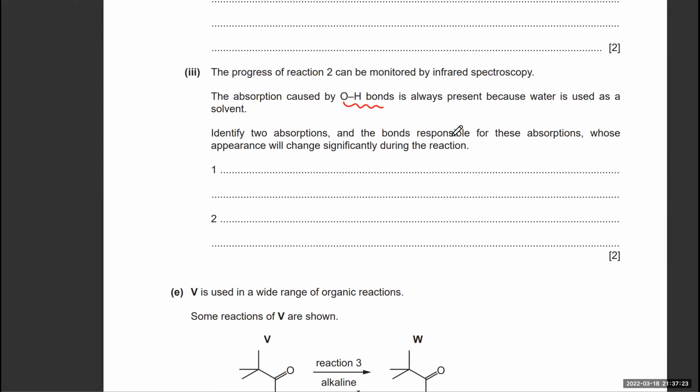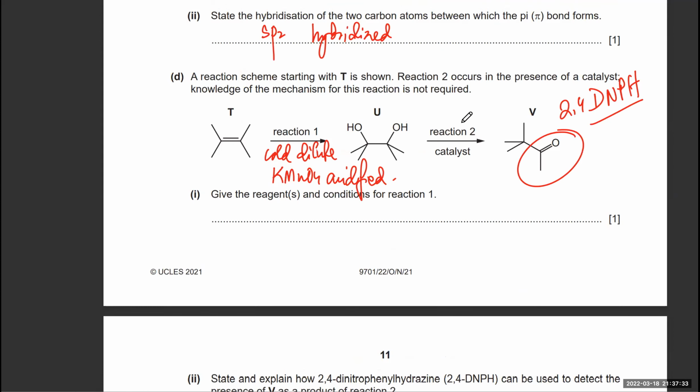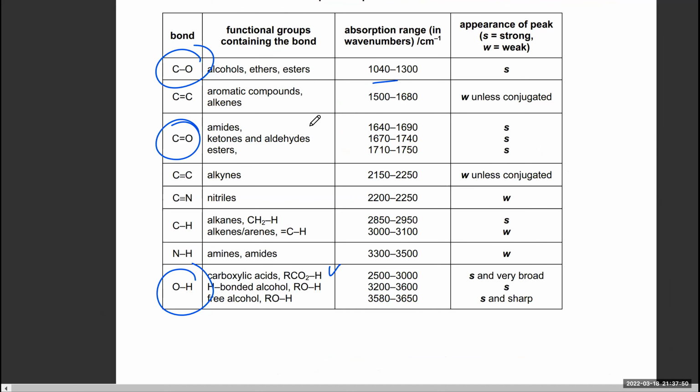Identify two absorptions and the bonds responsible for these, whose appearance will change significantly during the reaction. So two bonds. One is the C double bond O, which would be forming. Initially there wouldn't be this molecule, so initially there would be no absorption. Initially there wouldn't be any C double bond O absorption in the 1600 to 1750 range, or we can be very specific, 1670 to 1740.